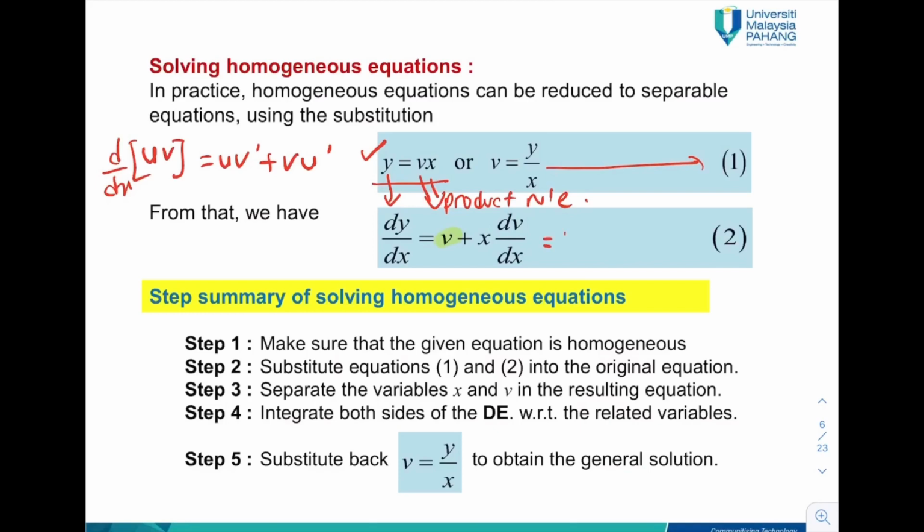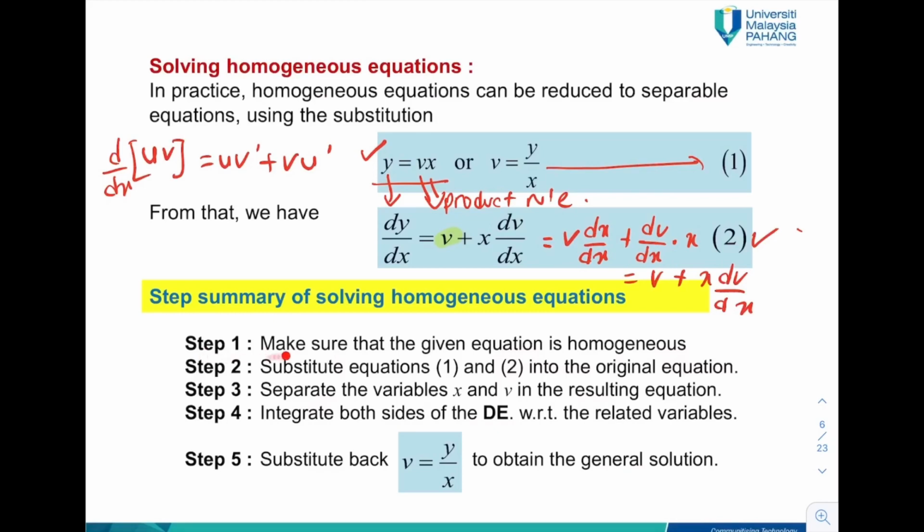We copy the v, and we do the differentiation of x with respect to x, and then plus, we differentiate the v and copy the x. Then maybe we simplify it, and it becomes v plus x dv/dx. So it will become equation number 2.